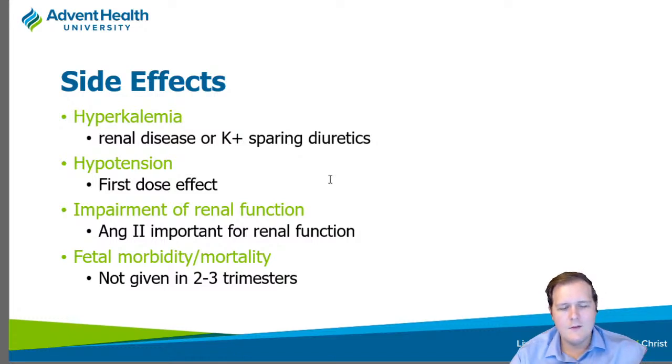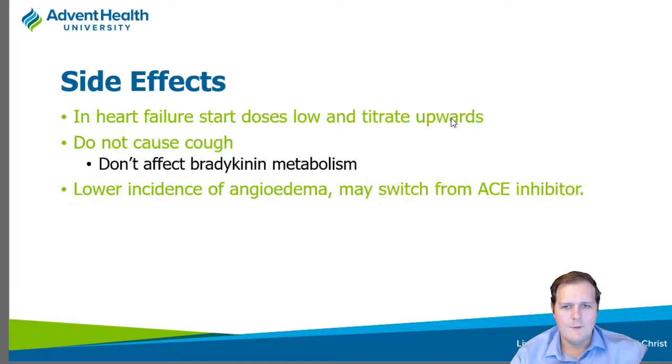So again, all of this is very synonymous with one another, but you do want to know the differences. You know the differences in cough, and you want to know the differences in risk for angioedema. Those are the big things you want to know as being different between the other two, okay? Again, does not cause cough and lower incidence of angioedema. For someone who had a history of ACE inhibitor-induced angioedema, you may be able to switch over to an ARB if it is clinically really indicated.